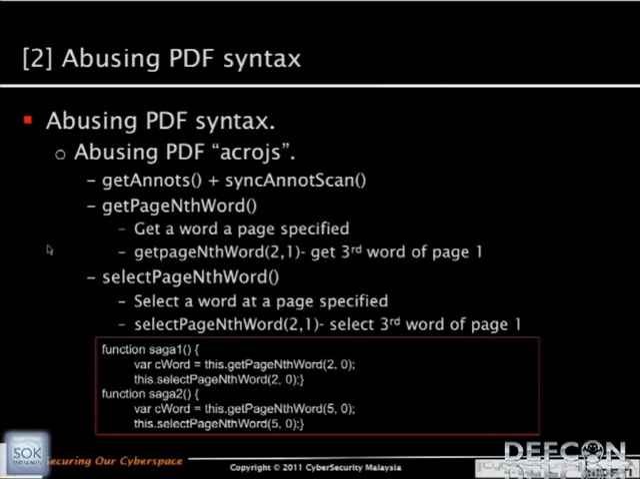Okay. Then another thing about abusing the PDF syntax is related to Acrobat JavaScript functions, which are specifically designed for the PDF engine, especially for Adobe. A couple of JavaScript functions like getAnnot, syncAnnotScan, and getPageNumWords. For example, getPageNthWord tries to get a word on a specific page, and getPageNthWord 2-1 basically gets the third word of page one, for example. And then you can select based on page as well. This is normally implemented with obfuscation in the PDF. For example, this is one of the functions you can see: getPageNumWords, and this selects the page number.